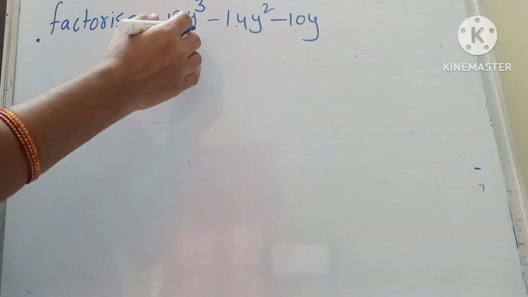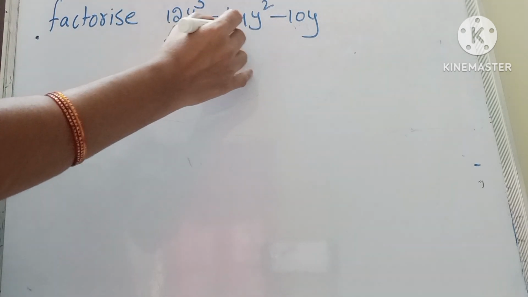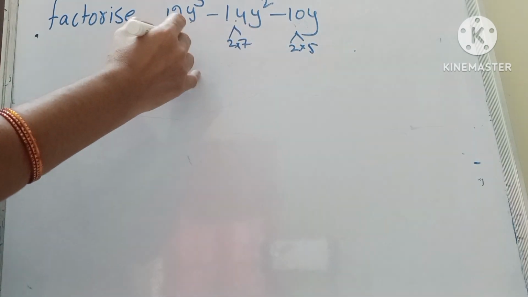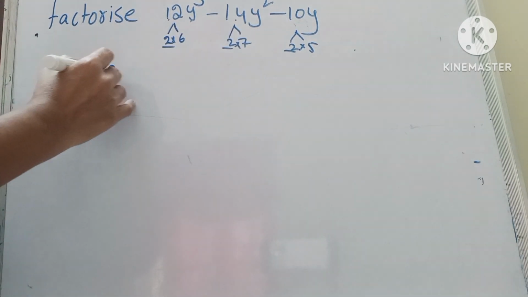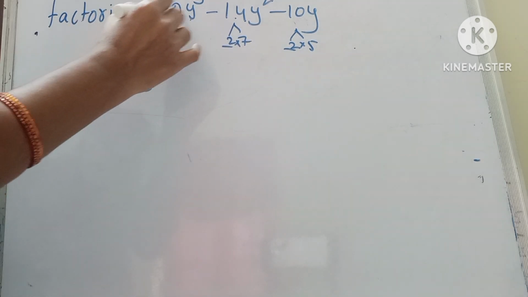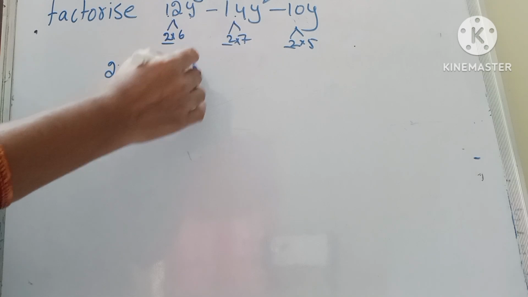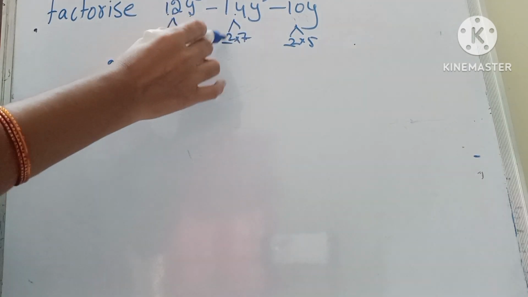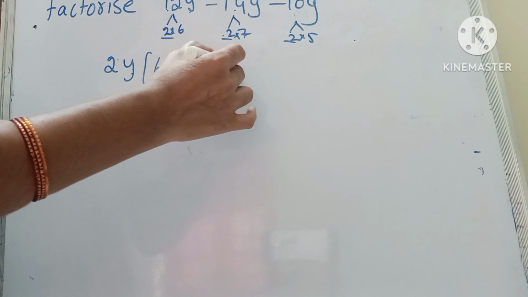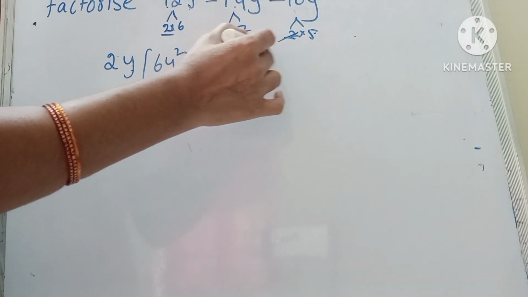And any numerical coefficient as a common factor? 12 means this is 2 times 6, 14 is 2 times 7 and 10 is 2 times 5, isn't it? So in the three numbers 2 is the common factor. So 2y is the common factor this way. This is 6y cube, y is out, and then y square, minus the 14, 2 times 7, 2 is out, and then 7y, y is out, y only left, minus 10y, y is out and 2 is out, here left only 5.